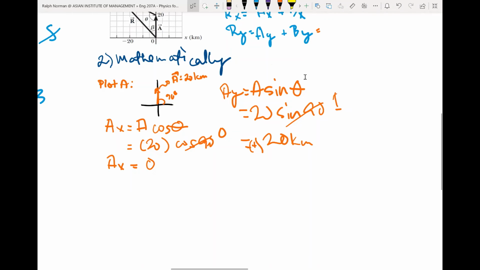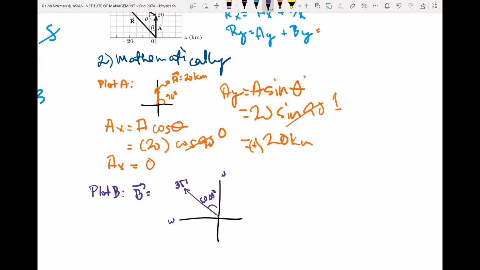Okay, now we go with B. Let's change the color. Let's go for purple. Now plot B. So vector B, the given is 35 kilometers, 60.08 degrees west of north. West of north. So essentially like this. And this is 60.08 degrees from north. And based on the naming convention, this is 35 kilometers.